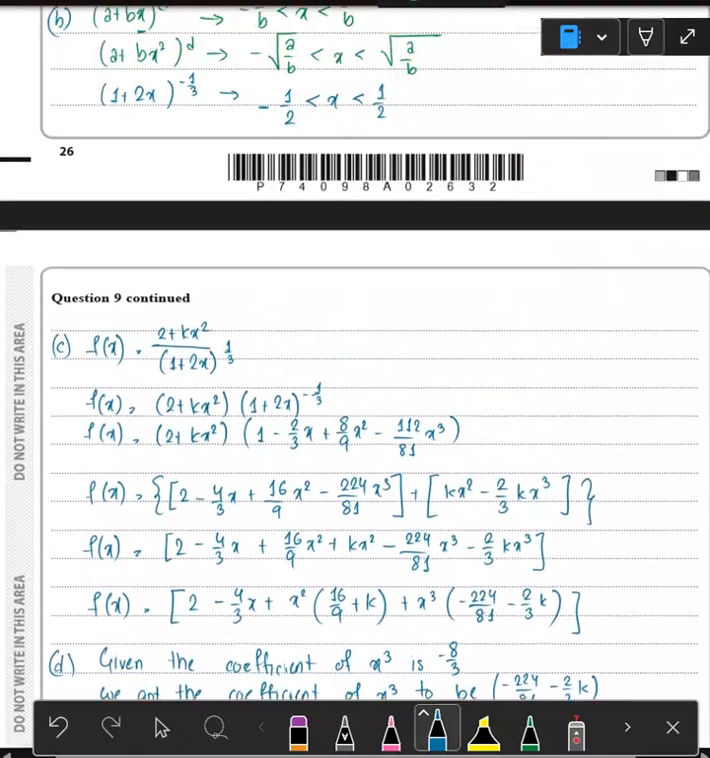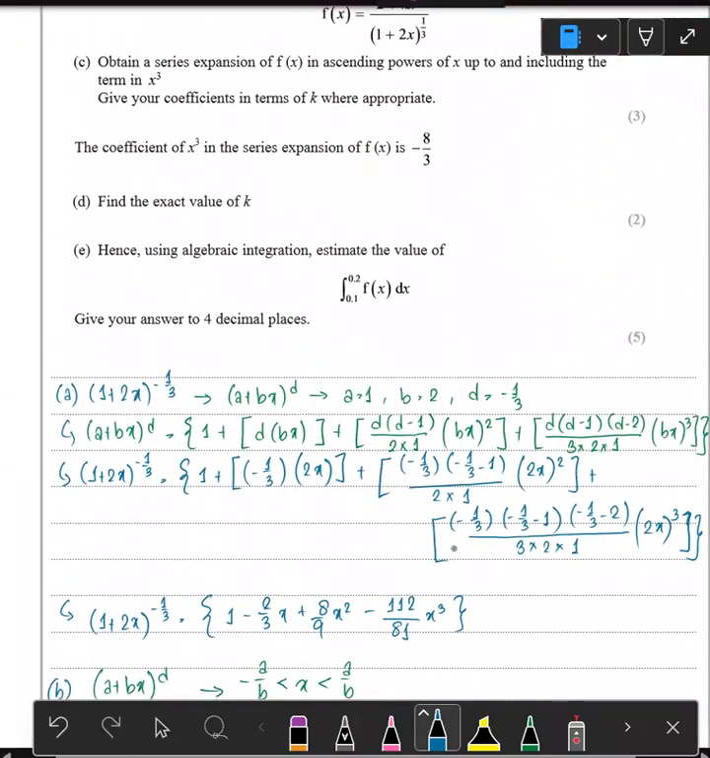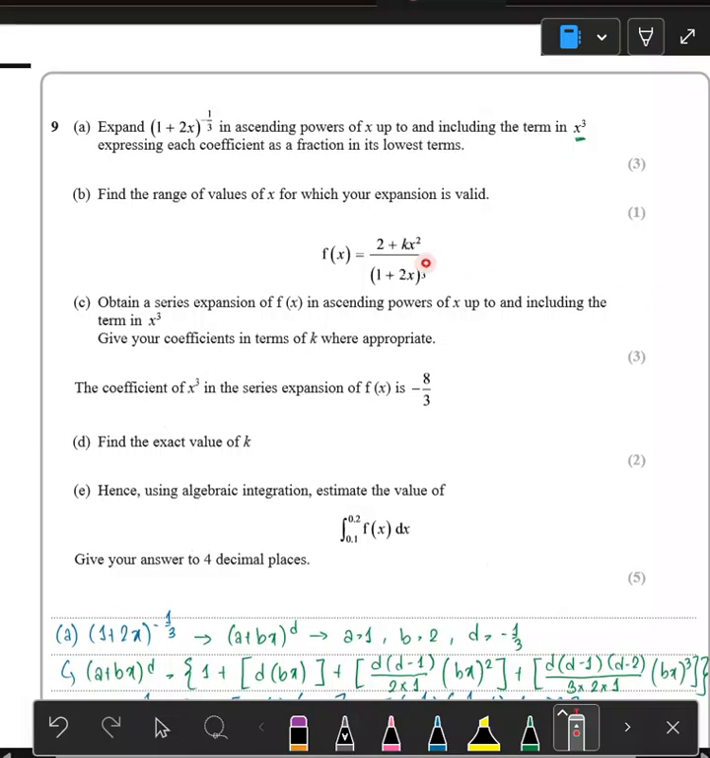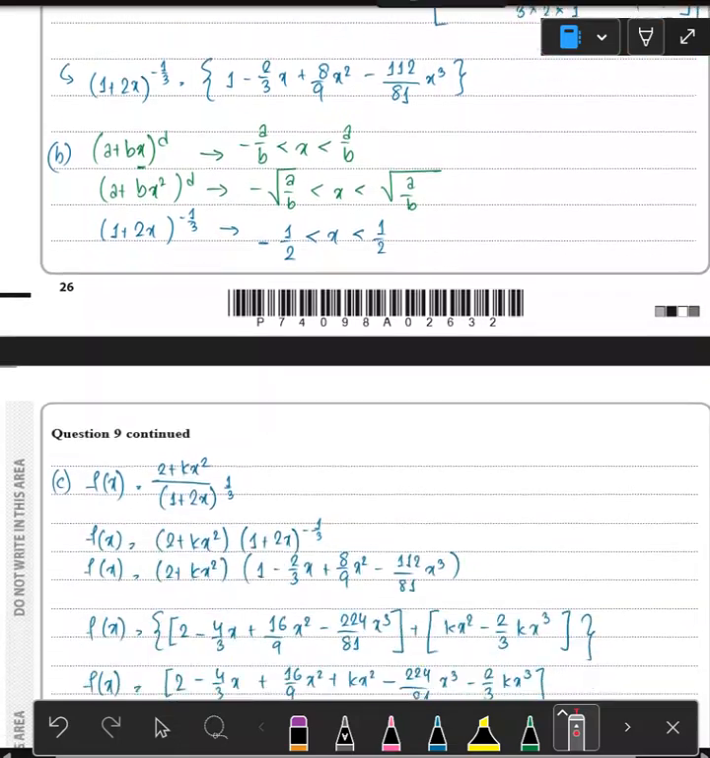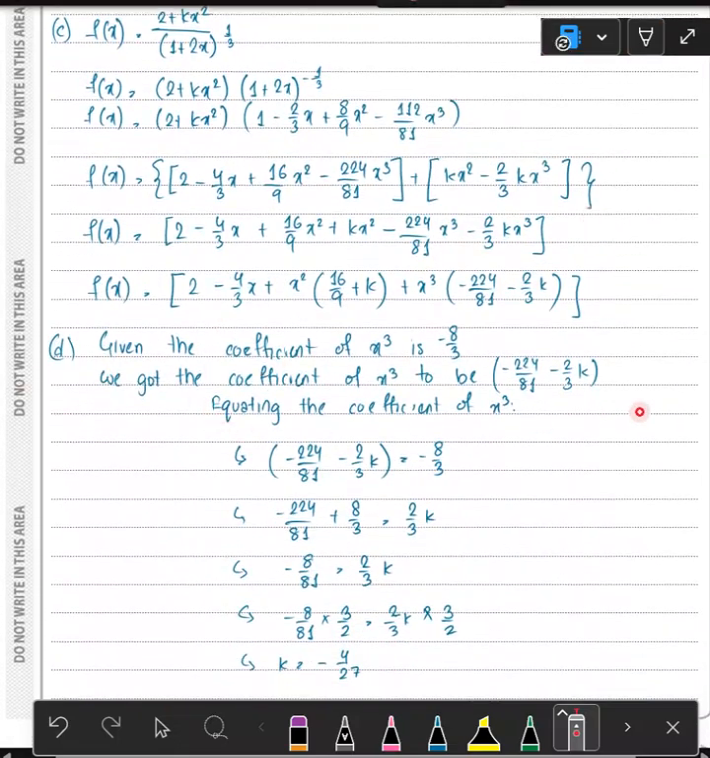Now for part E of this question, this is integration. So integration with limits 0.1, 0.2 of f(x). f(x) was given in part C to be this. But now we know the value of k, we can just substitute it, and we expanded f(x) here in part C. So we have to give the answer to 4 decimal places by integrating f(x). So let's do that.